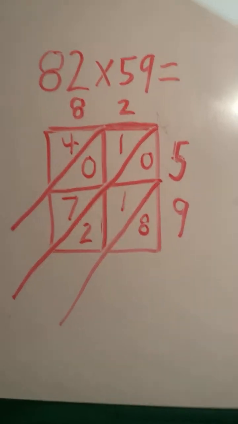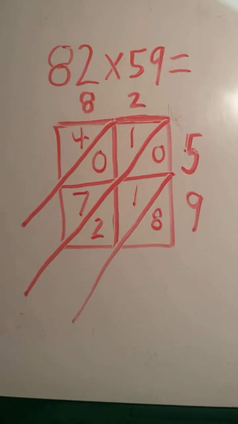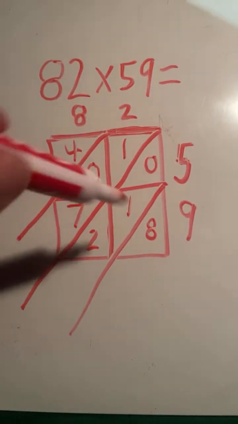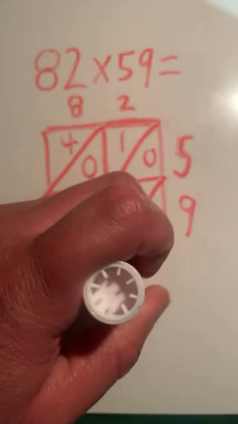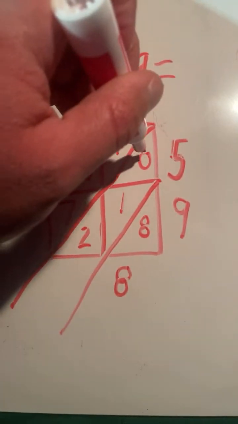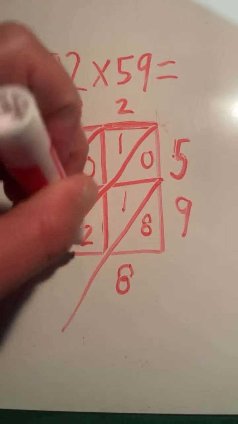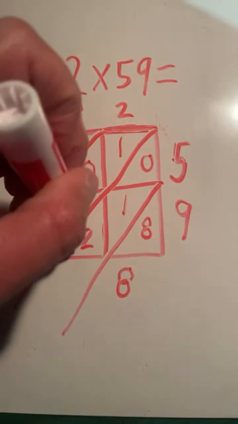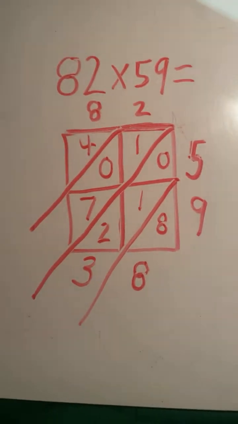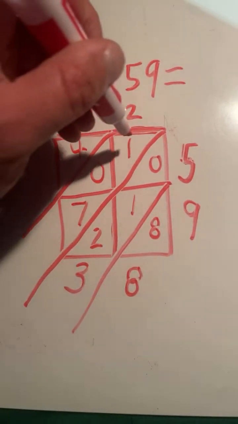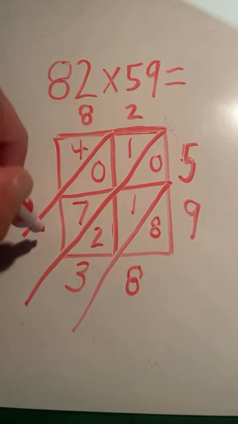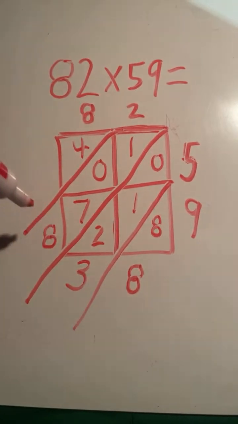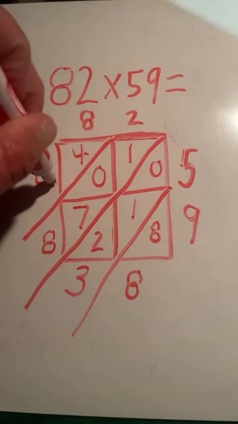Next, we add up the digits going along the diagonal lines. So going along this diagonal line, we have 8. Then we're going to add up 0 plus 1 plus 2. 0 plus 1 equals 1, plus 2 equals 3. 1 plus 0 equals 1, plus 7 equals 8. Along this diagonal line, we have a 4.